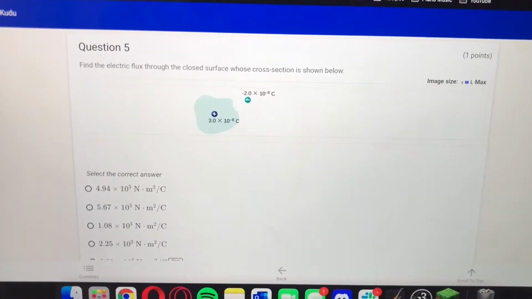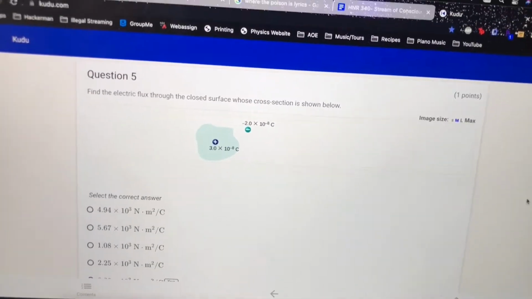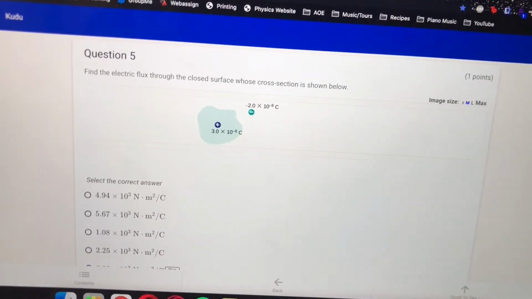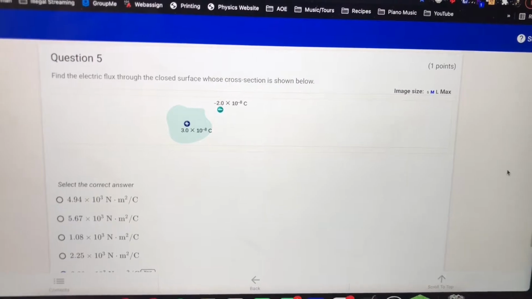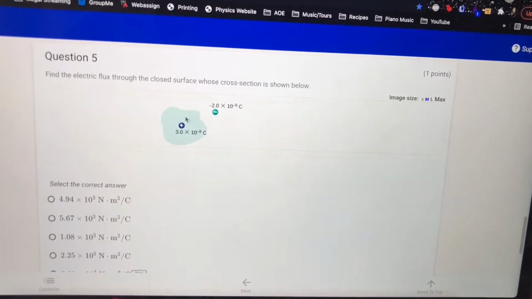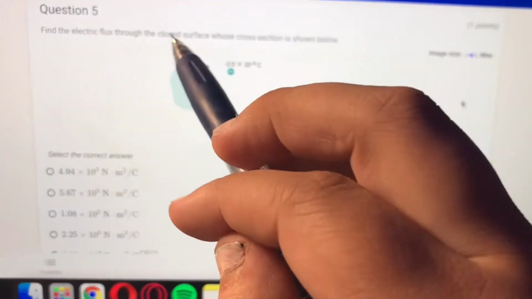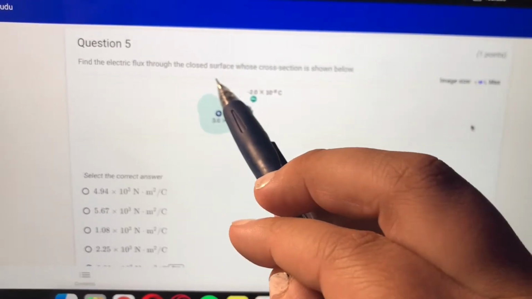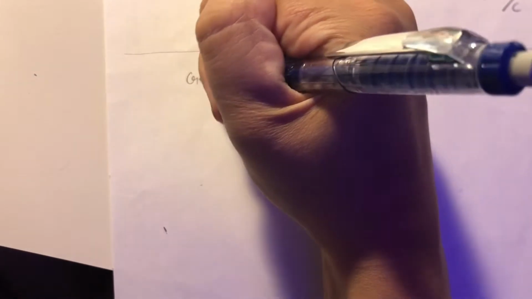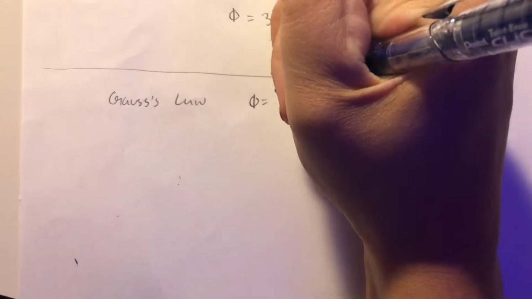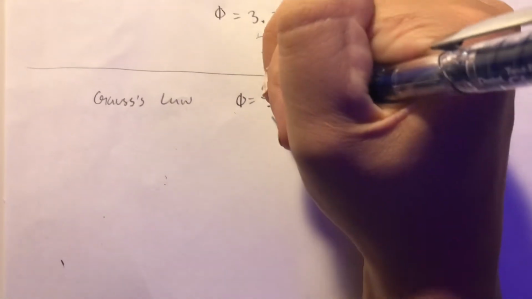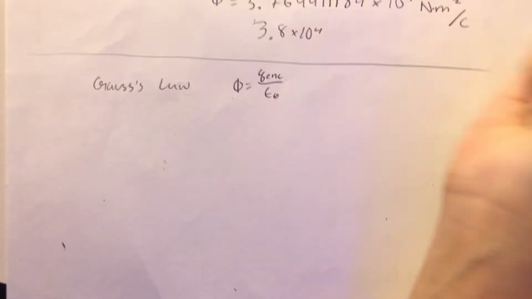All right, y'all, we're going to take a quick look at question 5 for our recitation 7. This one is the electric flux through the closed surface whose cross-section is shown below. So here's our cross-section, and since it's given that this is a closed surface, that's when we can definitely use Gauss's law, which gives us that the flux is equal to the enclosed charge divided by epsilon naught.